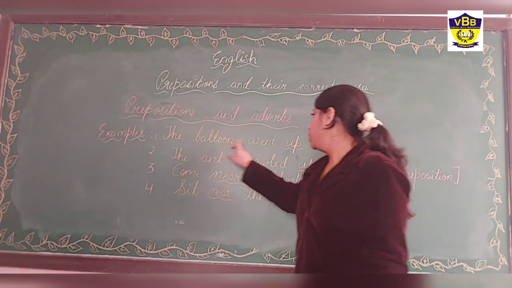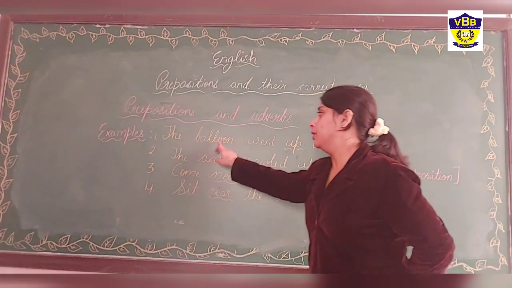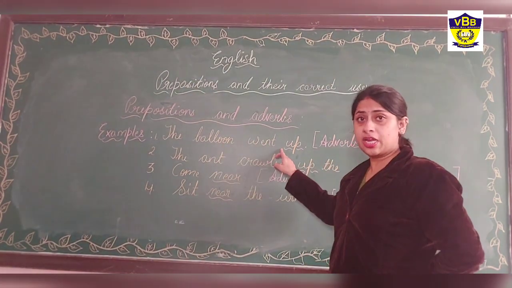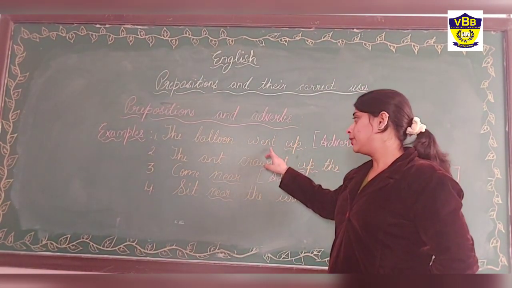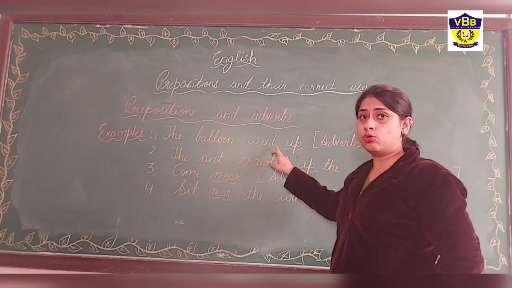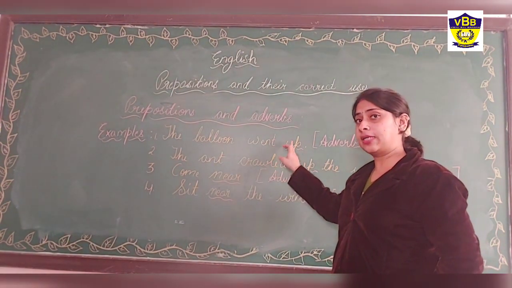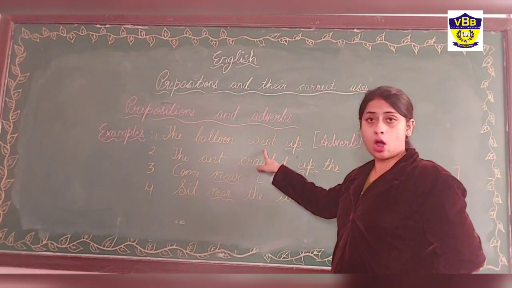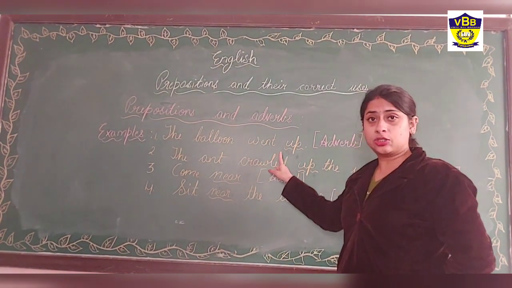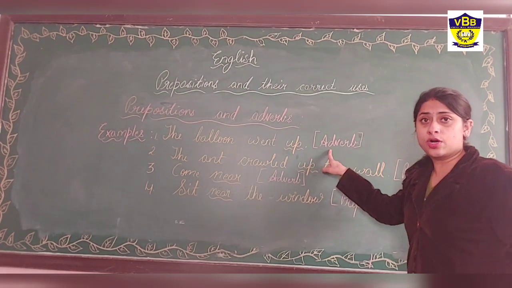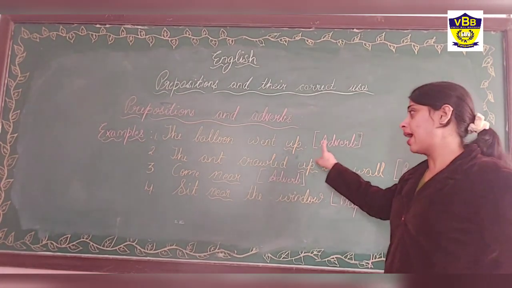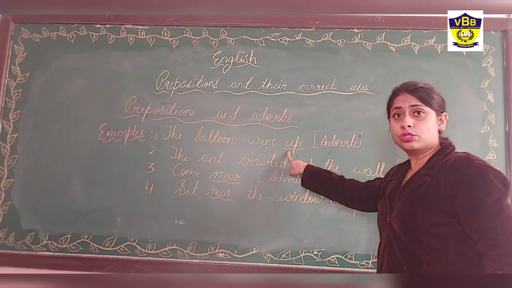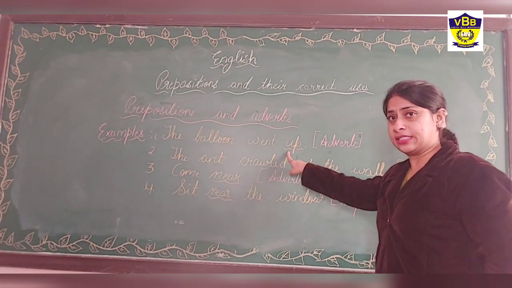The balloon went up. Where did it go? Up. So it is telling you something about the balloon and how it went. It went up. So it is modifying a verb here, went. How it went. That's why it will be an adverb, because it is modifying something and it is used at the end of a sentence, right?